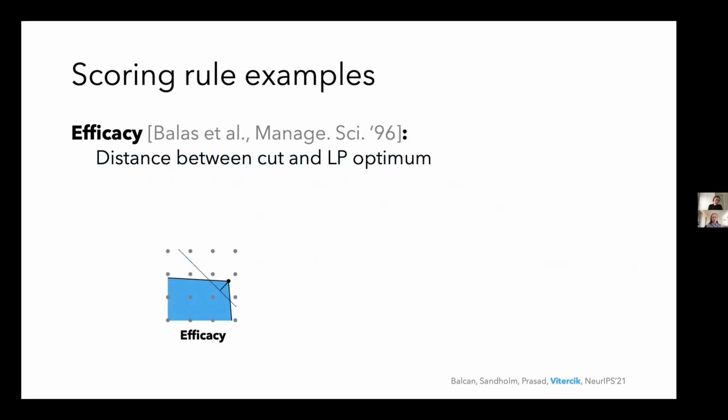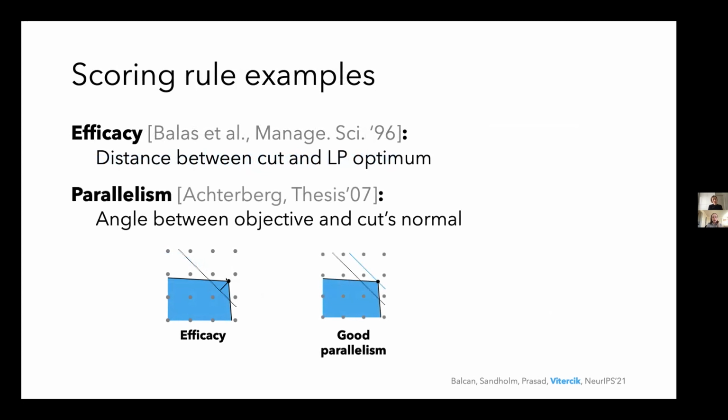To give some examples, one common scoring rule is efficacy, which is the distance between the cut, say this black dotted line, and the LP optimal solution, which is this black dot. Another common one is parallelism, which is the angle between the objective vector and the cut's normal. Let's say this black dotted line is the cut and the blue line is representing the objective vector. So this would have good cut parallelism because these are parallel lines. And in contrast, this black dotted line here on the right would have worse parallelism because the lines are no longer parallel.